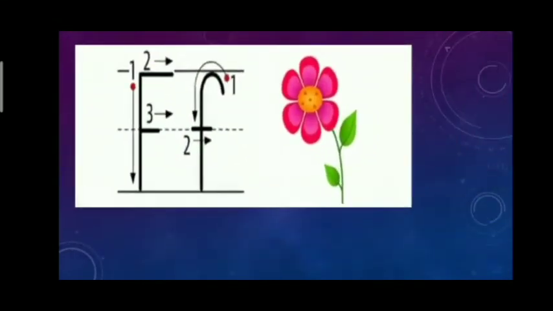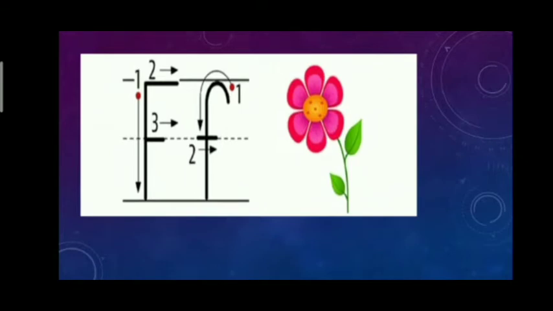Next letter is F. F for flower. First we'll make capital F. Starting with the red dot, a standing line. Then number 2, look at the arrow number 2. It's a sleeping line. Arrow of number 3. This arrow is smaller than the second one. This is a small sleeping line.